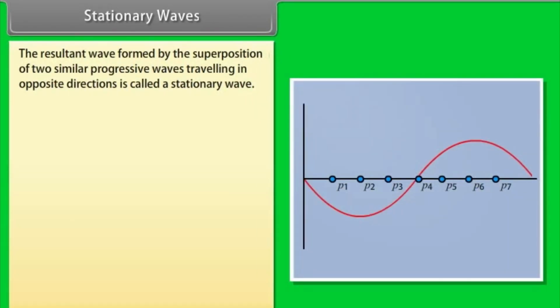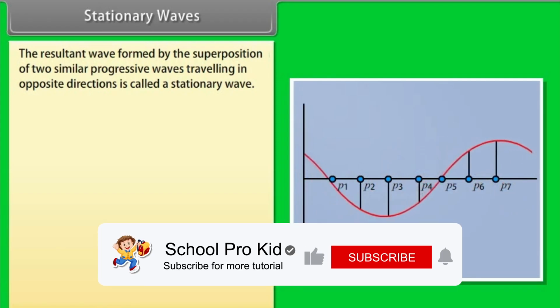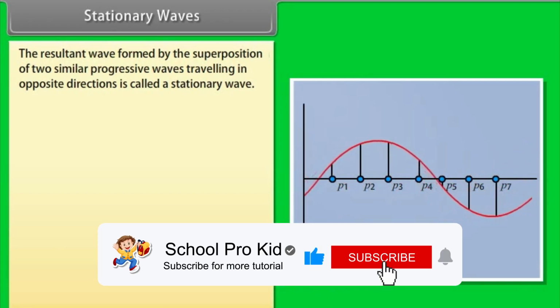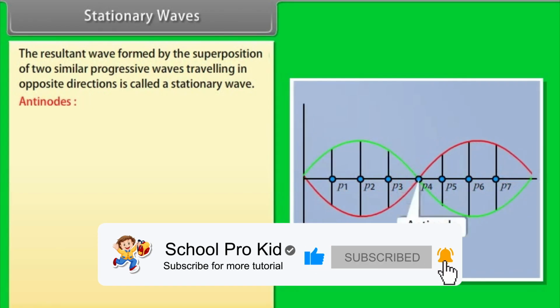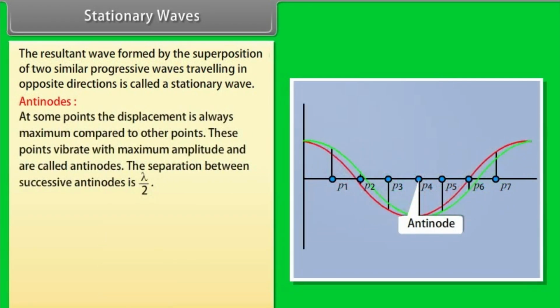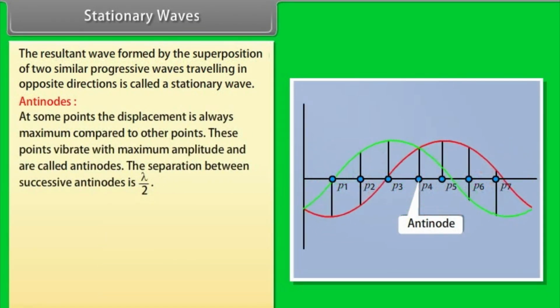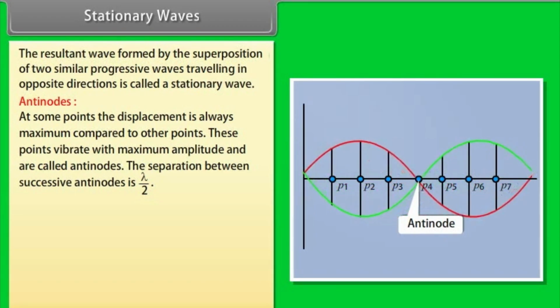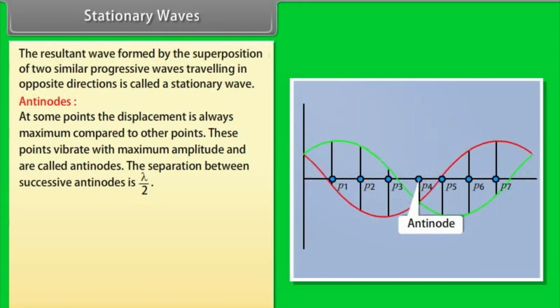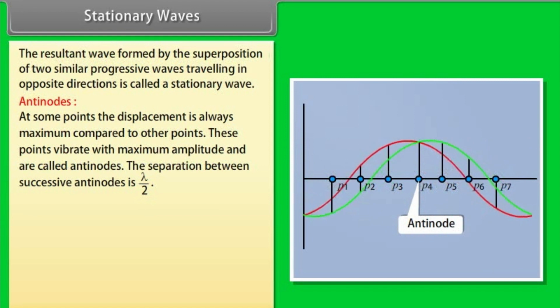Stationary waves. The resultant wave formed by the superposition of two similar progressive waves traveling in the opposite direction is called a stationary wave. Antinodes. At some points, the displacement is always maximum compared to other points. These points vibrate with maximum amplitude and are called antinodes.